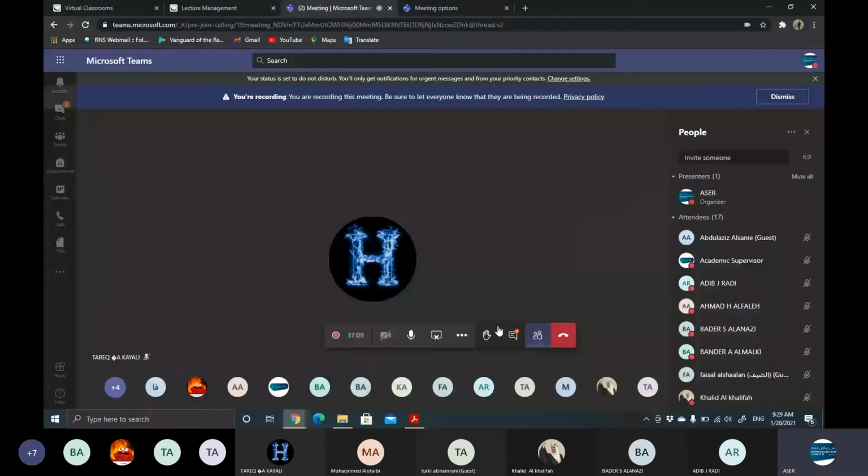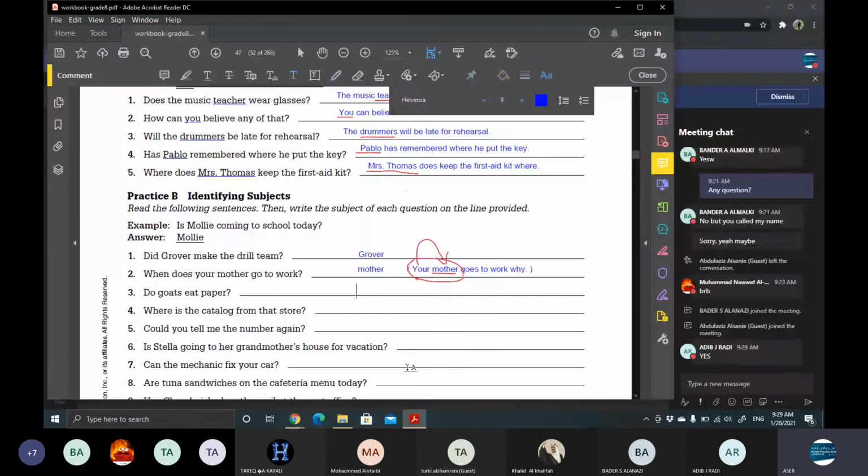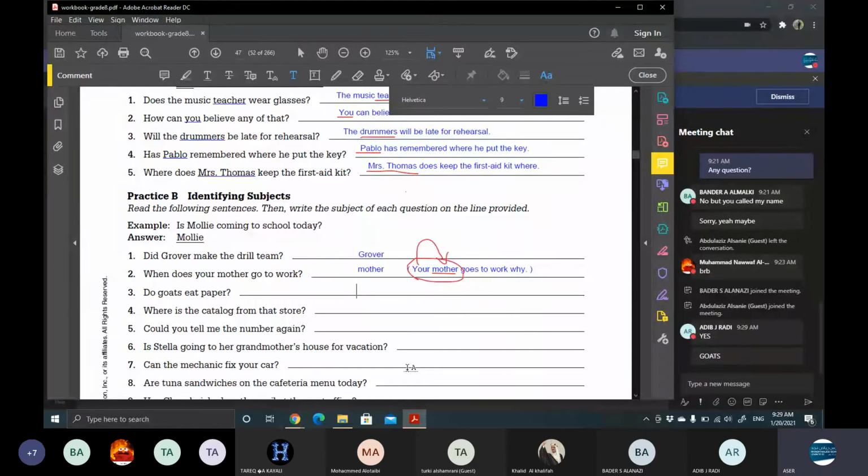Can you find the subject in question number 3? Do goats eat paper? Can I answer, teacher? No, we need Safe. Nice, bravo, Safe. So goats is the subject. And in order to change it into a statement, we say goats do eat paper. Nice. Okay, Al-Tabi, number 4.